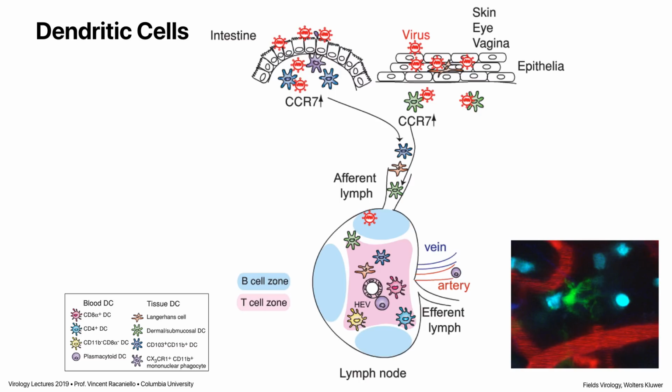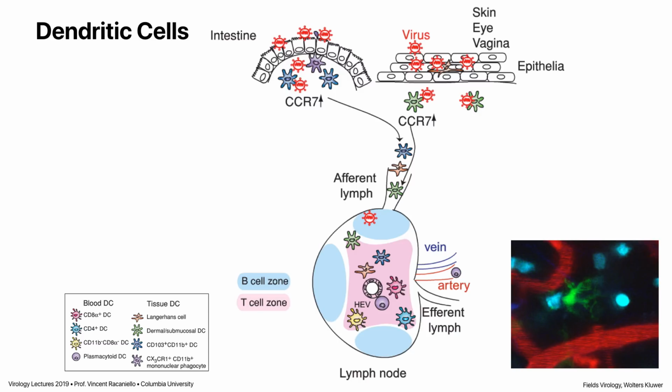And if they're not, they go about their business again. But if they are foreign, then the lymphocytes, which will eventually form the adaptive response, make antibodies and cytotoxic T lymphocytes. And so that's an important part of what dendritic cells do.